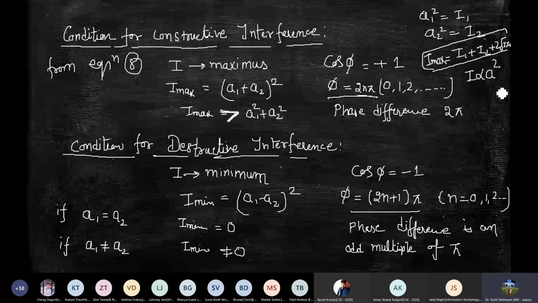Okay, so we can discuss interference next in the next class on Tuesday. We don't have a class on Monday, we have it directly on Tuesday.